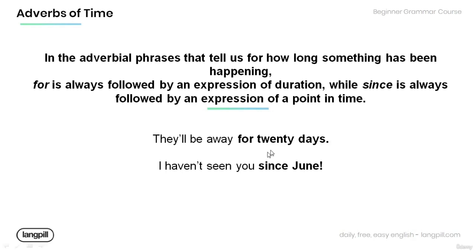Note that for is followed by an expression of duration, 20 days. And in this sentence, I haven't seen you since June. Since is followed by an expression of a point in time, which is June.